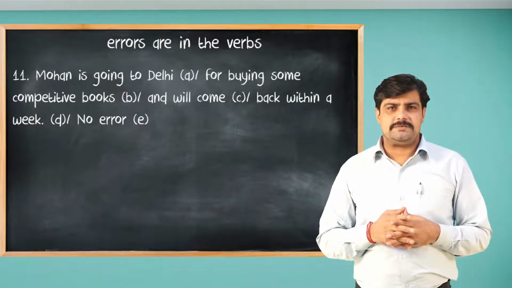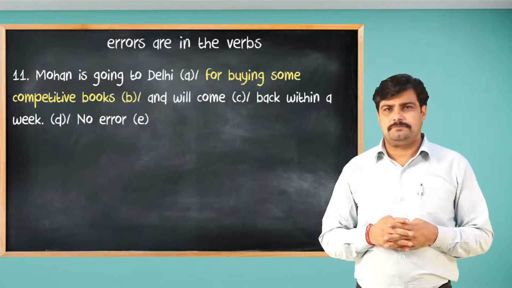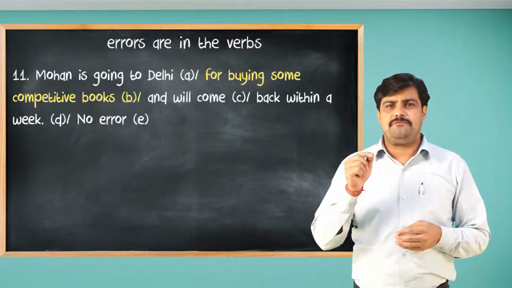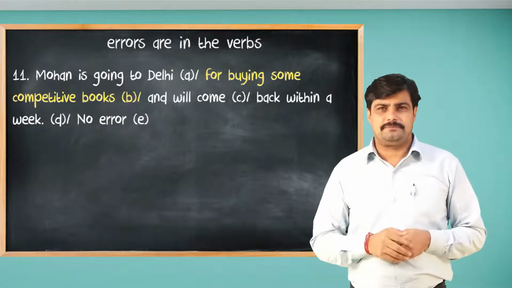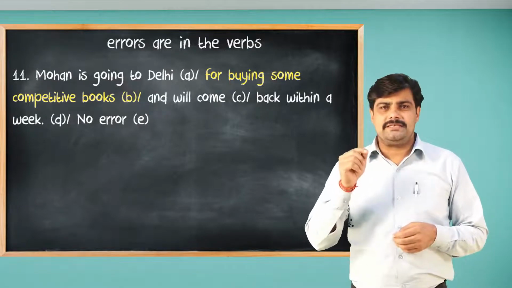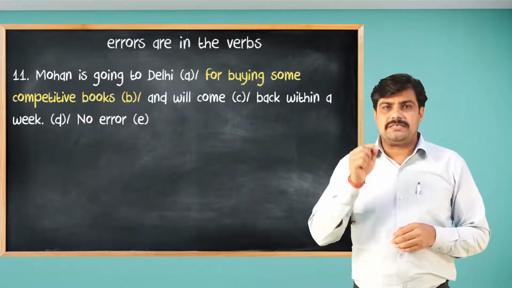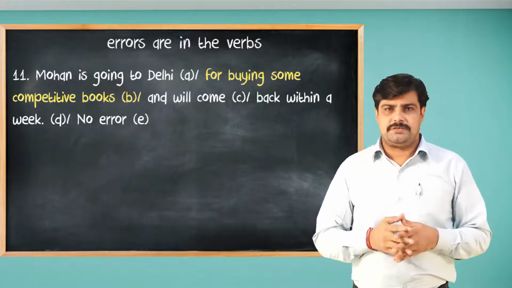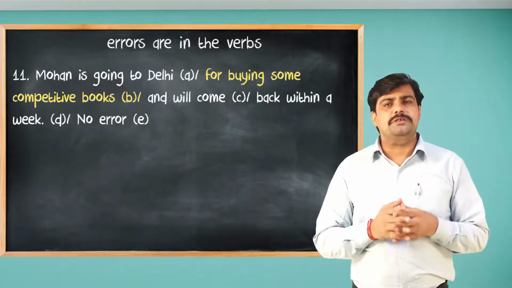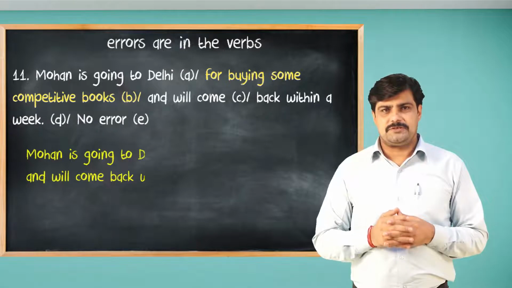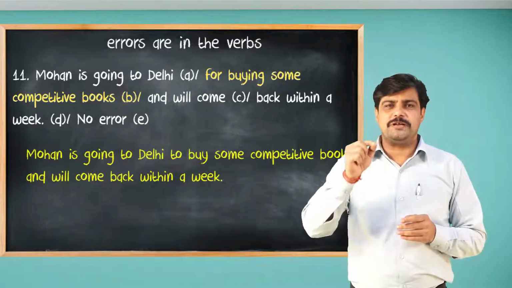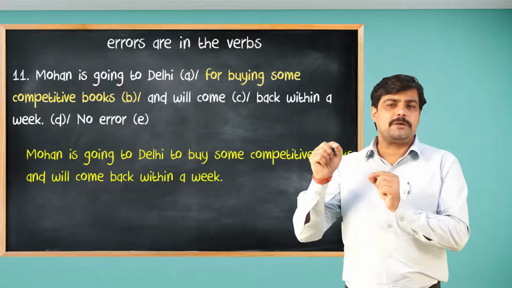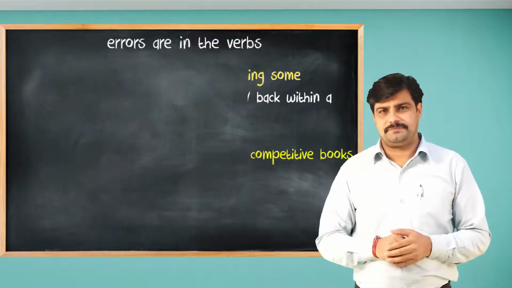In this sentence, part B is wrong. Here an infinitive will be used in place of going. Okay, that is a gerund. Because the sentence is showing a purpose, and for purpose we use the infinitive. So say this sentence, Mohan is going to Delhi to buy some competitive books.